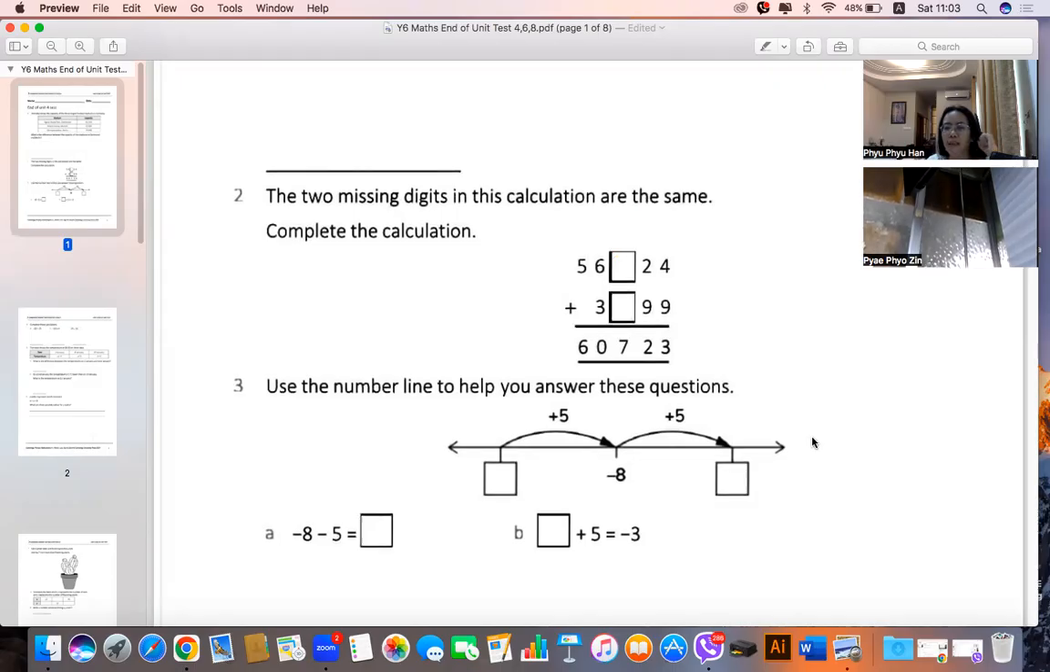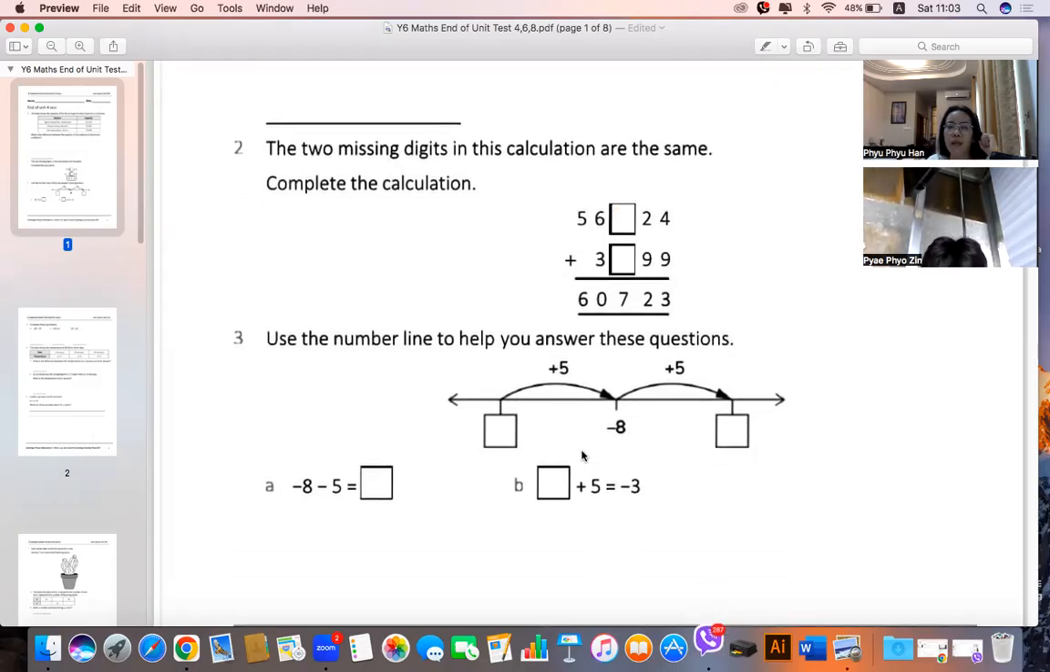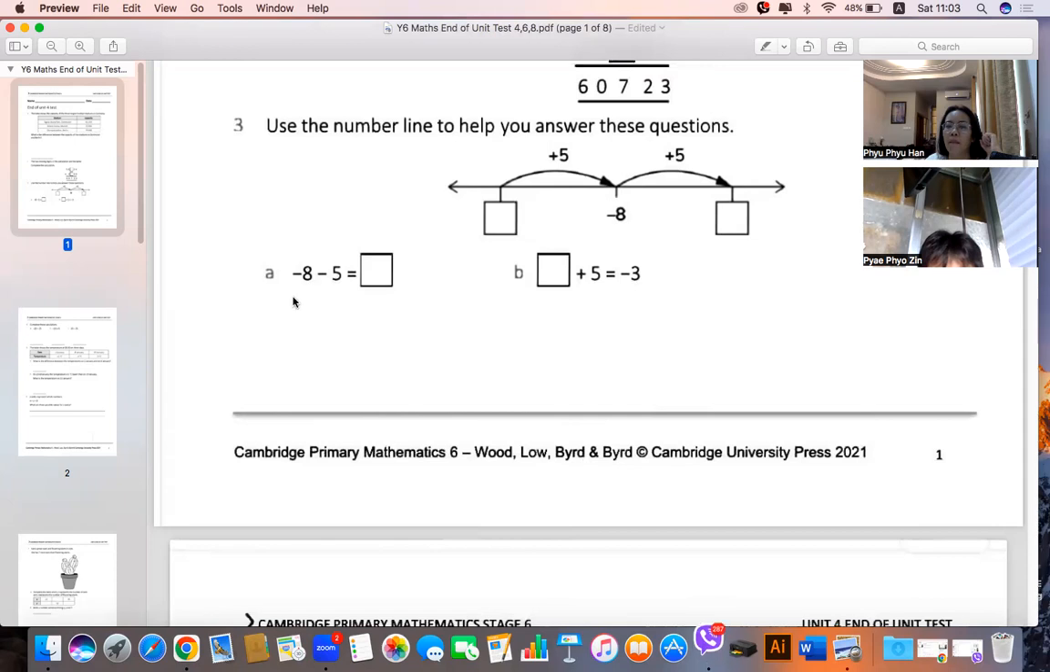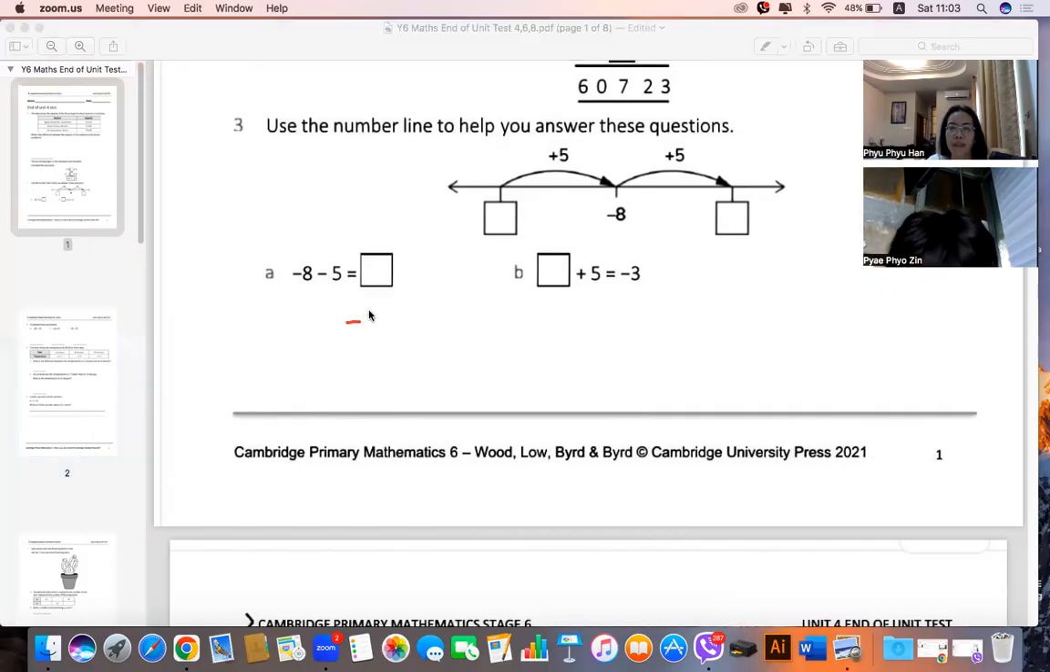Now you got it, right? Okay, now we will calculate this. Minus 8 minus 5, what do we get? Minus 13. Minus 13, correct. Okay.